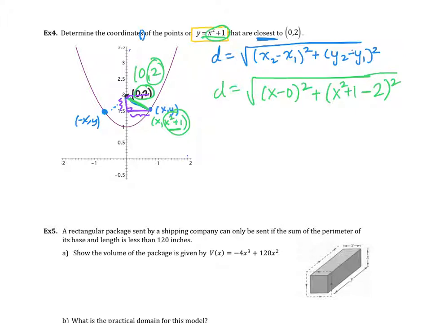So now you can leave it like this, and you can plug it into your calculator just like this, or you can simplify it, it's up to you. But go ahead and pause now and plug this into your calculator and see what you get. See if your graph looks like mine.